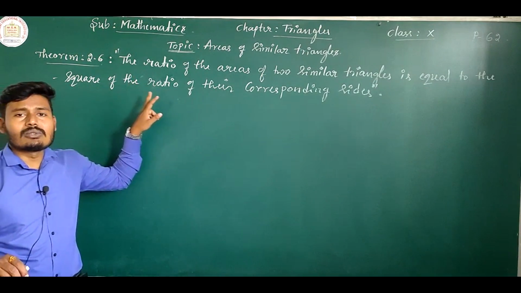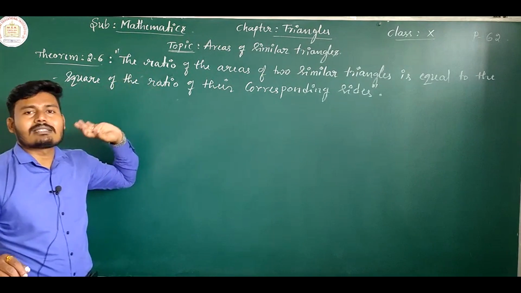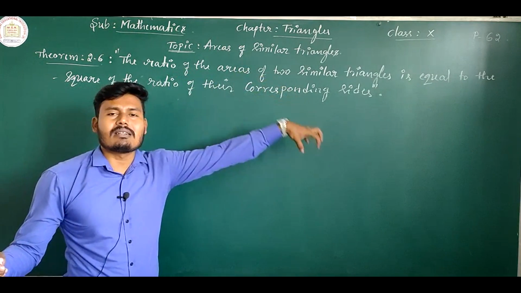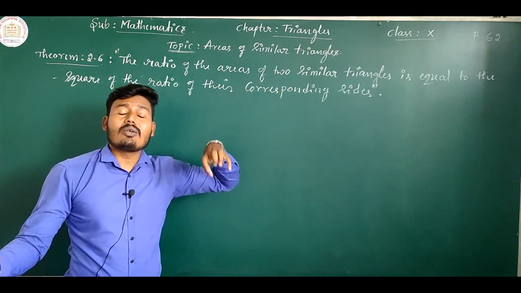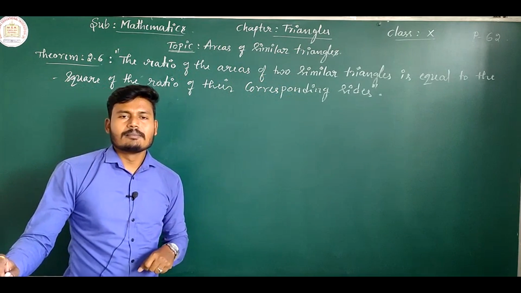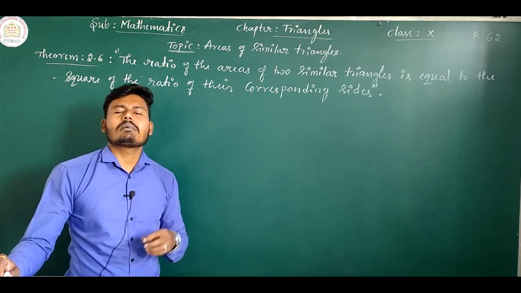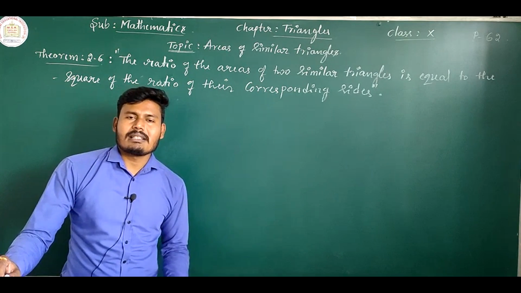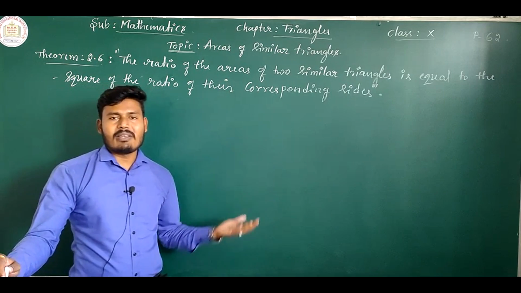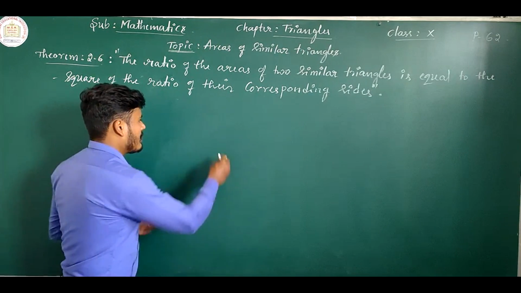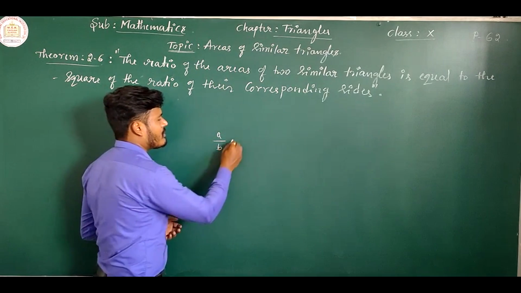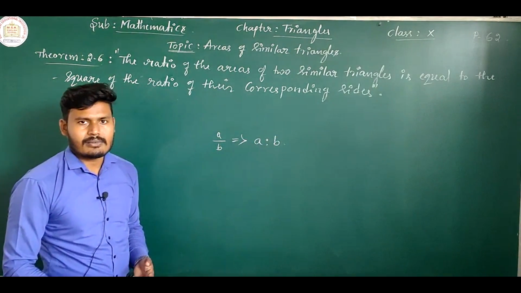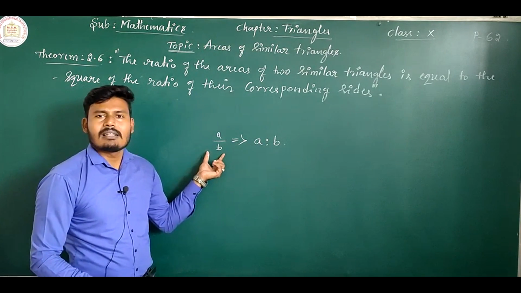Once again I would like to tell you the statement of this theorem. The ratio of the areas of two similar triangles. We already know the definition of ratio, right? Ratio is nothing but a fraction. It has a numerator and a denominator, so it can be represented in A by B form or P by Q form. It can also be written as A is to B. So this is called a ratio.